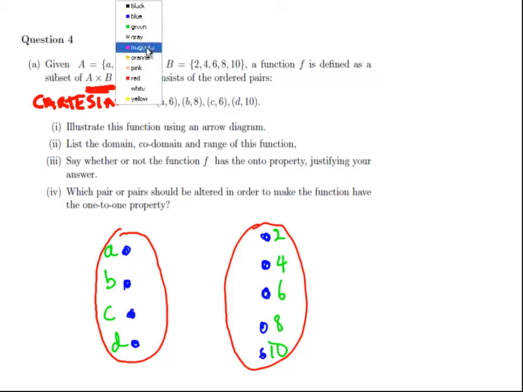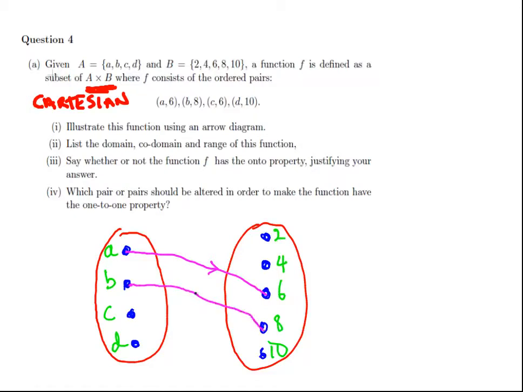And let's mark in the pairings. So a6, b8, c6, and d10. Okay. Now, again, this is the domain, and this is the codomain. So list the domain, codomain, and the range of this function.